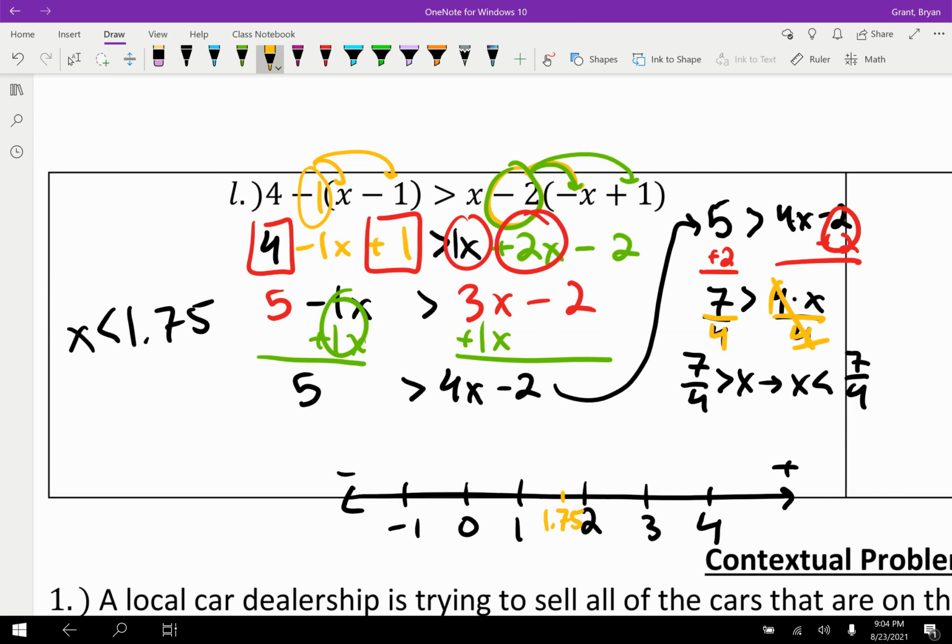We don't have to be perfect. That's the nice part with graphing. You don't have to be perfect. So I'm going to go through, and it says we're starting at 1.75. There's no equal to, so it's an open circle, and less than goes to the left.